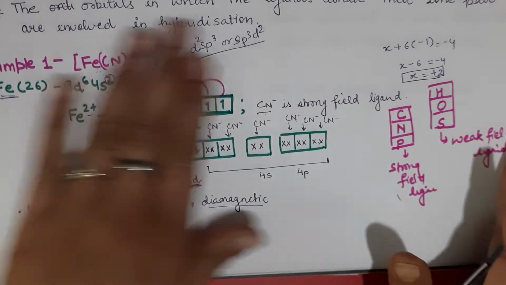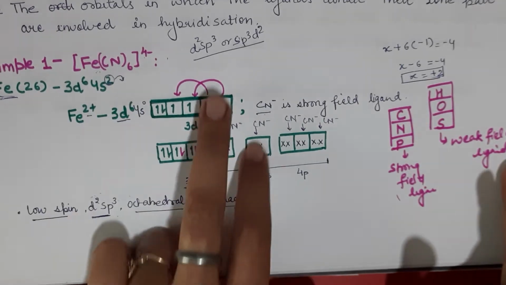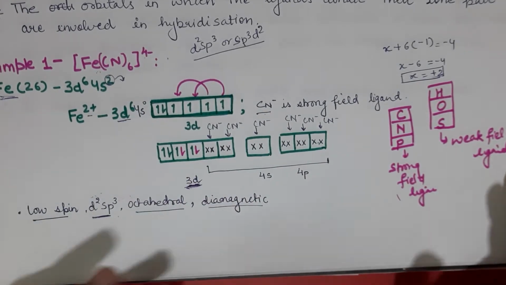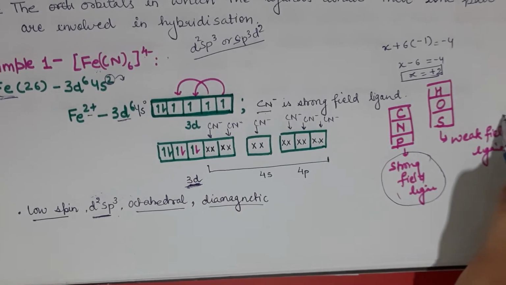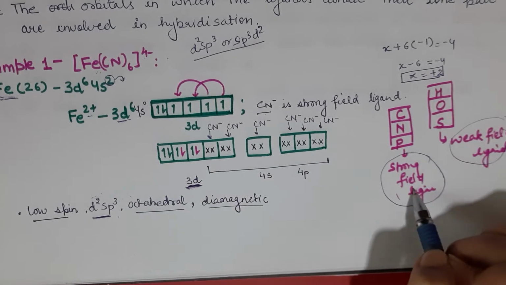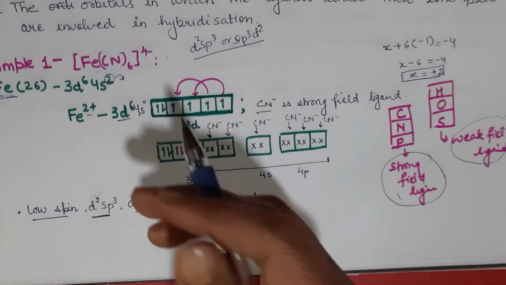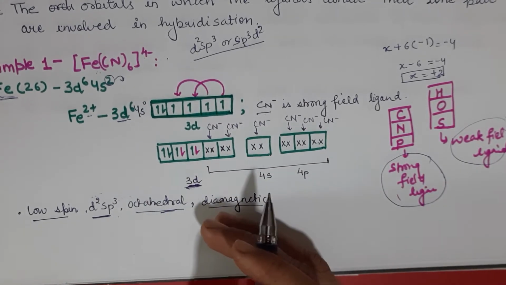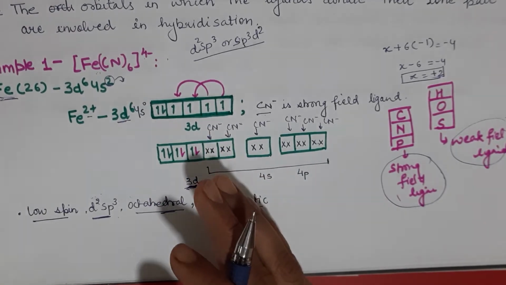Okay, I hope this is clear from here, how you will deduce the hybridization by using valence bond theory. You should know about weak field and strong field ligands, and also you should know about the shape, that is, which coordination number represents which shape. You have to learn it first.